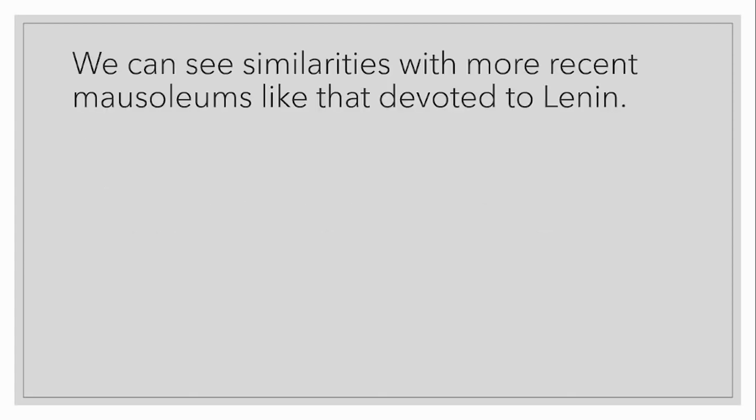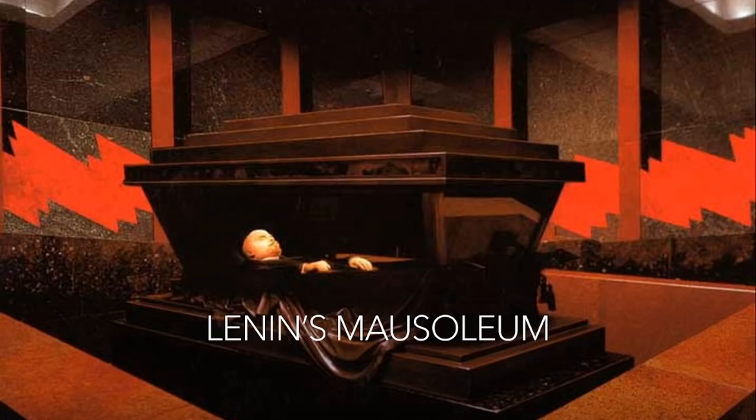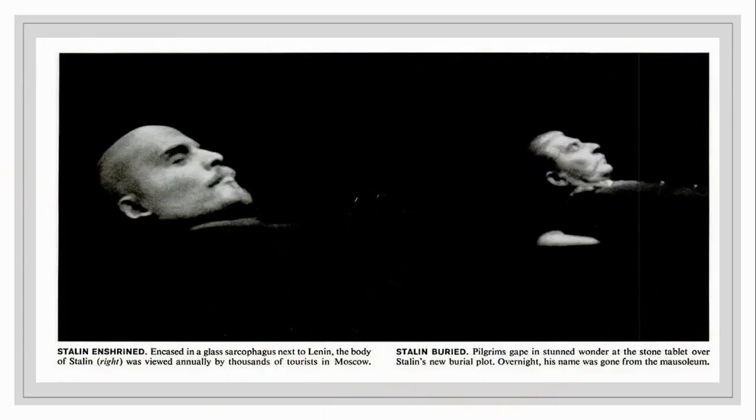We can see similarities with more recent mausoleums like that devoted to Lenin. As we know, Lenin had a massive mausoleum built for him, and also for Stalin. His body was exposed and people came in lines to visit the body. There we can see a picture of Lenin with the body of Stalin to the right. It was viewed annually by thousands of tourists in Moscow.